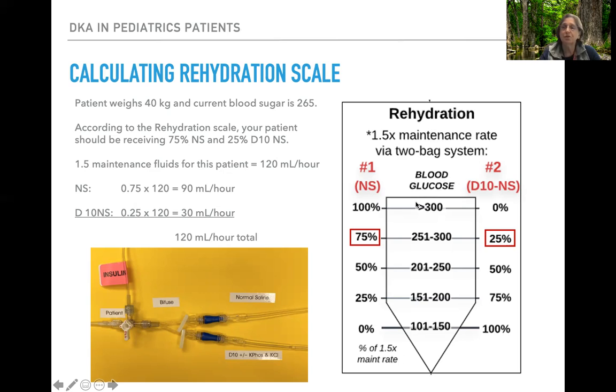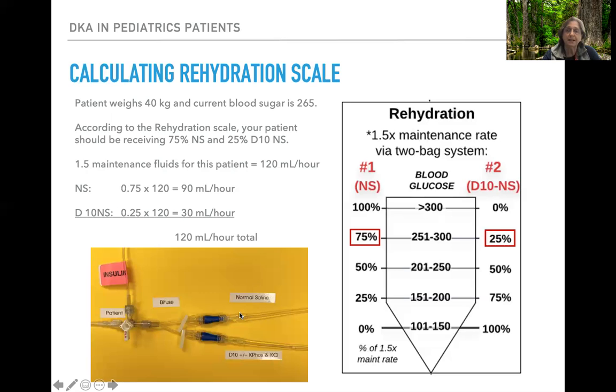Once your blood glucose drops below 300, and for this patient, we're going to say that he has a blood glucose of 265, so he falls into this arena here. It's going to be 75% of your normal saline, 25% of your D10. So you take your 1.5 times maintenance, you multiply the normal saline bag by 75% or 0.75 times the 120 is 90. The D10 is 25%, so that's 0.25 times 120, which equals 30 milliliters per hour. So this is what you would set your pumps for. So 90 for your normal saline, D10 would be 30 for a total of 120.